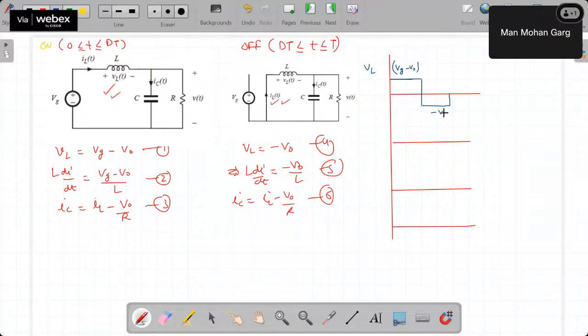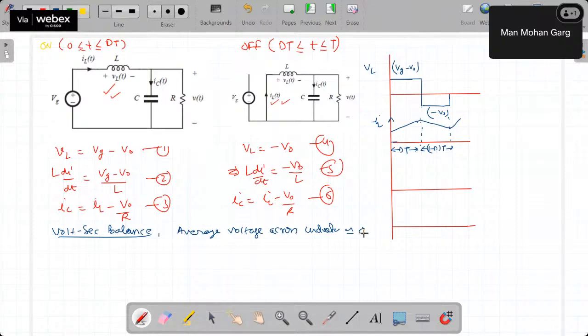Now there is one principle which is called volt-second balance. In steady state, the average voltage across the inductor should be 0. This is a principle for any condition for an inductor. In one switching cycle, the average voltage across the inductor should be 0. So if I take this inductor, then what is the VL average? That is 1 upon T, 0 to T, VL of t dt. That should be 0.